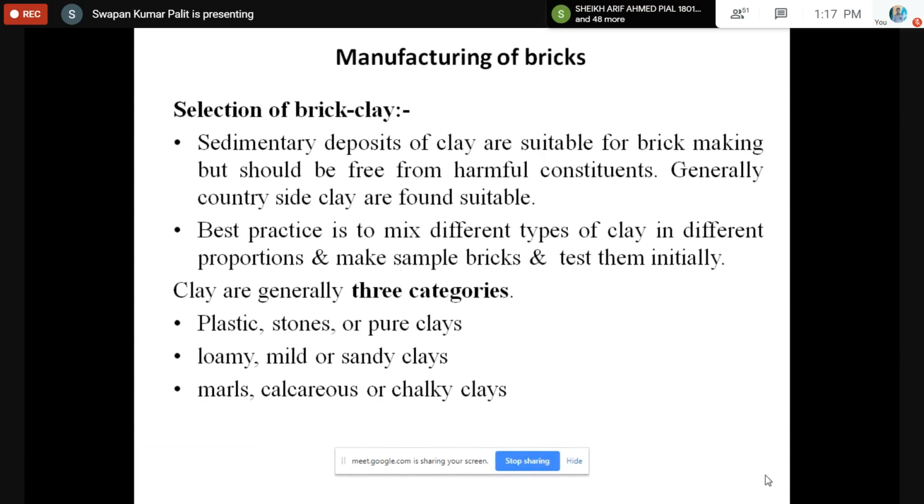Now, manufacturing of bricks. Up to this, we have discussed qualities of brick clay. Now, there are some points for manufacturing of brick. First of all, selection of brick clay.